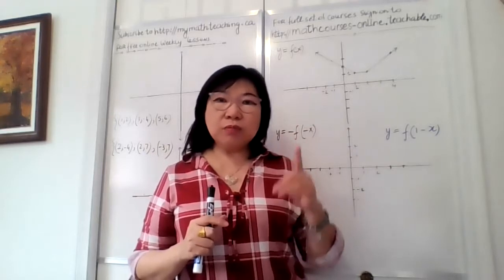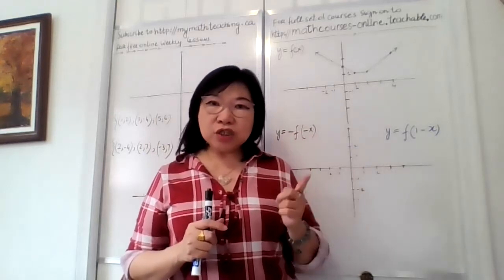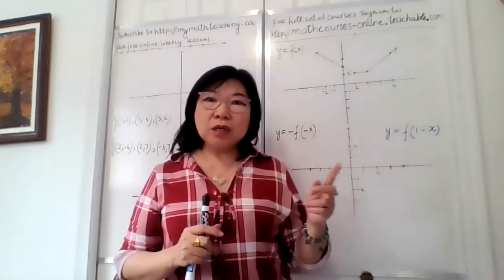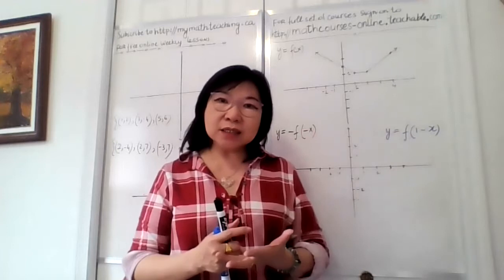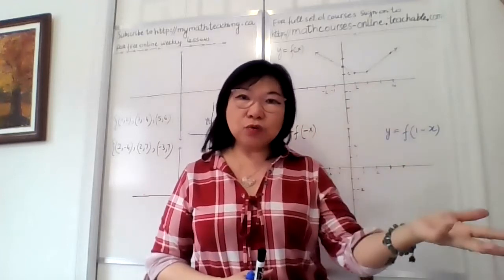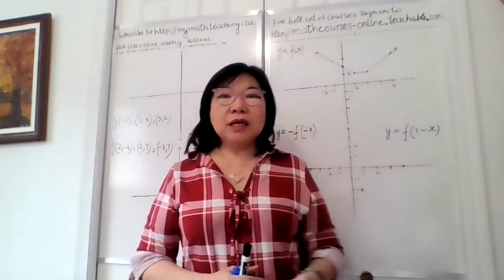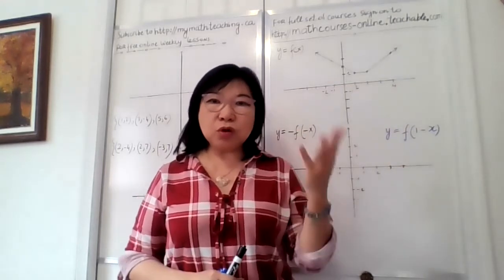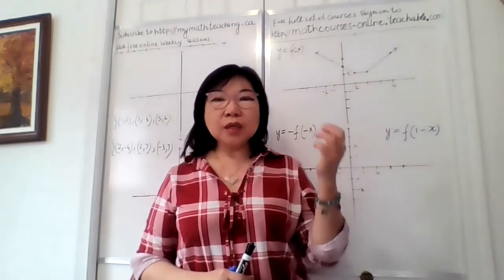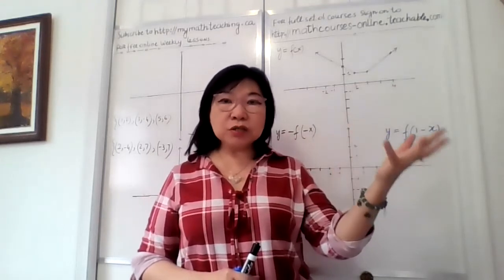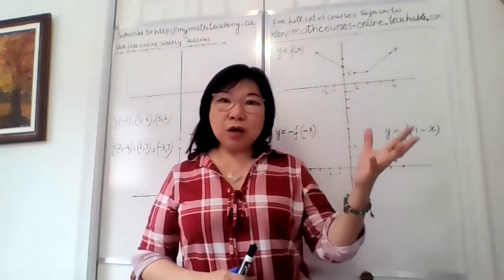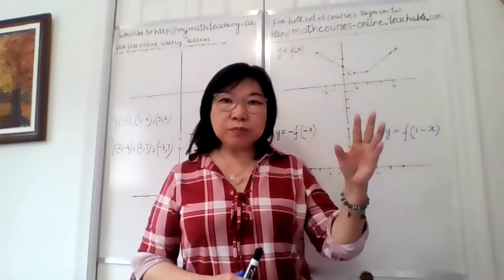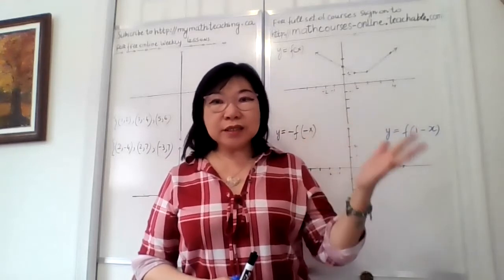Each x can only give one y. Each x cannot give two different y's or three different y's; we cannot have the same x giving another y. As an easy example, if you input $2 in the machine and you get a bag of chips that costs $5, or you input the same $2, let's say it's the same value.